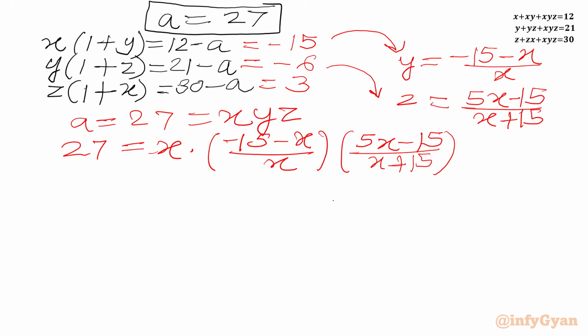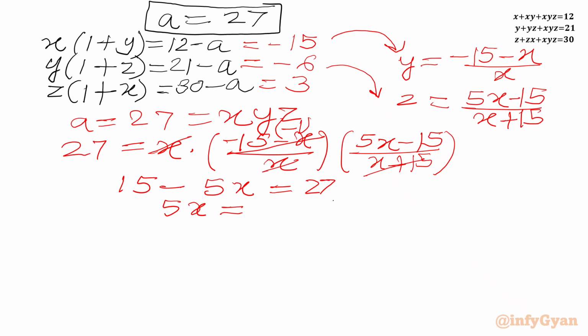Now we will write a equal to 27 equal to xyz. In the same way, we'll write 27 equal to x times y, which is (minus 15 minus x) over x, times z, which is (5x minus 15) over (x plus 15). Now we will cancel x with x. We will cancel x plus 15. Minus is common, so we can write here minus 1. So I can write 15 minus 5x will be equal to 27. Or we'll be writing 5x equal to 15 minus 27, which is minus 12. So from this equation, we are going to get x value minus 12 over 5.